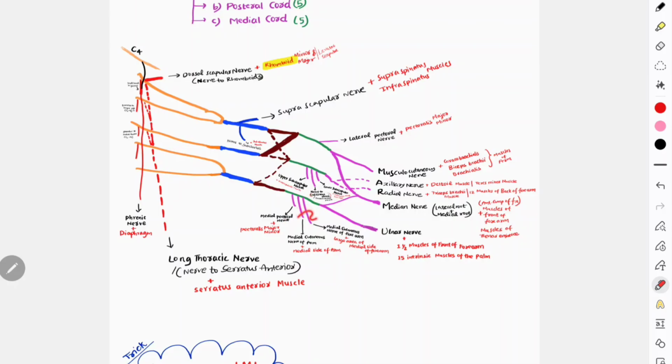So these medial cord 5 branches: medial pectoral to pectoralis major and minor, medial cutaneous nerve of arm, medial side of the arm, medial cutaneous nerve of the forearm, and it goes further into the forearm, large area of medial side of the forearm, medial side only, and this ulnar nerve, which supplies 1.5 muscles of the front of the forearm and intrinsic muscles of the palm, hand muscles.